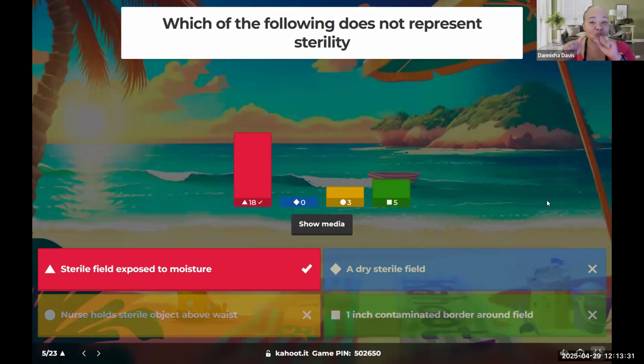Remember, you can have 1 inch around the border that is considered contaminated, okay? That 1 inch border.